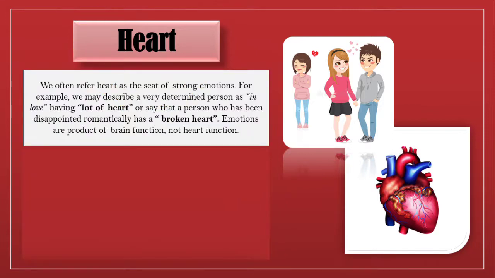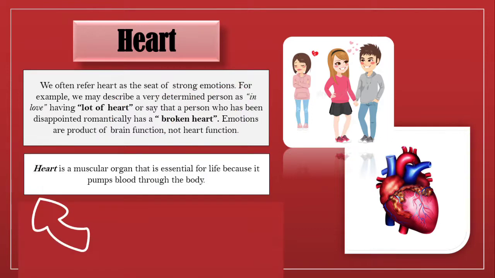To begin with, let's first define what is the heart. We often refer to the heart as the seat of strong emotion. For example, we may describe a very determined person as having a lot of heart, or say that a person who has been disappointed romantically has a broken heart. Those emotions are products of brain function, not the heart.